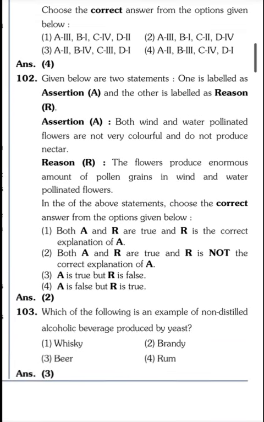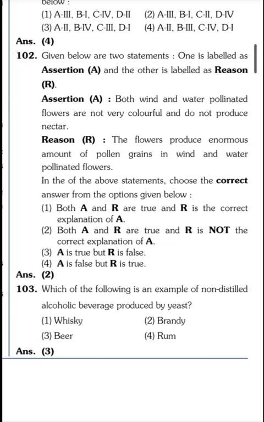Now we have the assertion and reason question. Both wind and water pollinated flowers are not very colorful and do not produce nectar. Reason is these are all reward mechanisms only for insect pollinated flowers. Wind and water are not attracted by color, neither are they attracted by nectar. So assertion is correct statement. Reason, the flowers produce enormous amount of pollen grains in wind and water pollinated flowers. This statement is correct, but R is not the correct explanation of A. So second option, both A and R are true, and R is not the correct explanation of A.